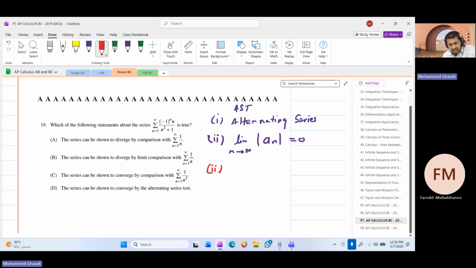And what's the third one? Let's check if this is decreasing. We're going to check if the terms are actually decreasing. It's number 3, Ustad.